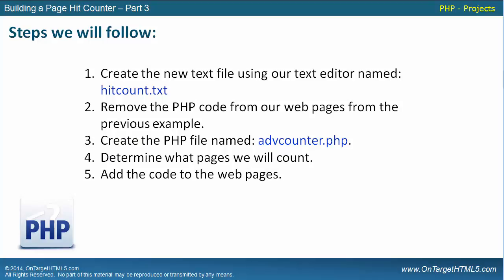All right, so coming back to our steps, we've created a new text file using our text editor, and we've named that Hitcount.txt. We've gone into the web pages we created in the previous tutorial, and we have removed that PHP code from the web pages from our previous examples. That's the code that was actually giving us our original homepage count. We've created a new PHP file and named that advcounter.php, which is our advanced counter. We've talked about the code that made up that counter. And now we're going to go in and determine what pages we want to count, and we're going to add code to each web page so that we can utilize that new advcounter.php file to track individual web pages for our counts.